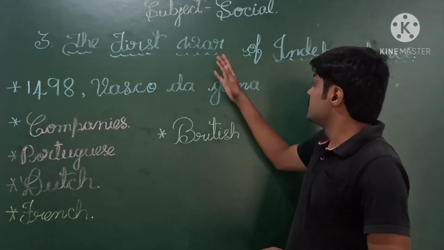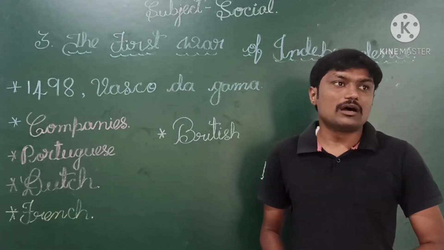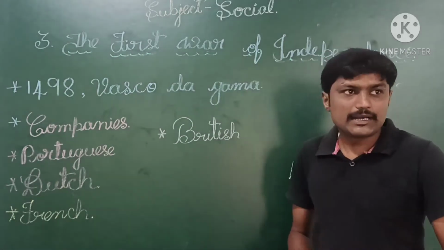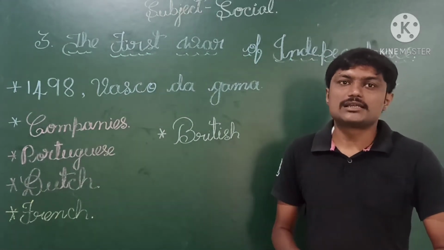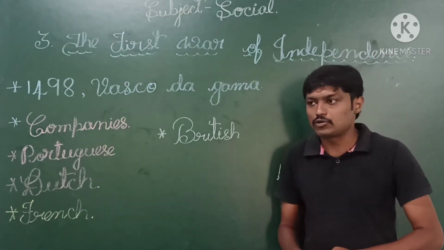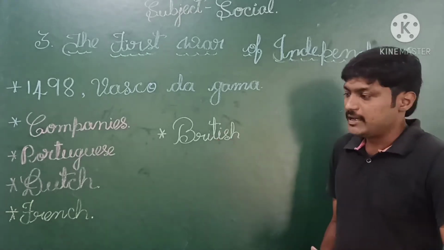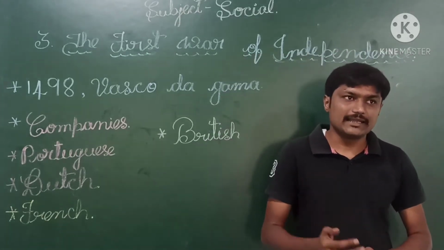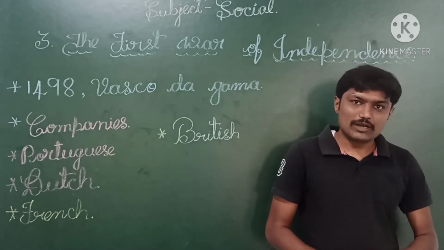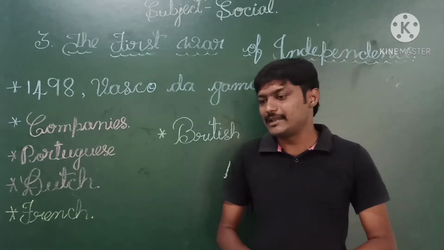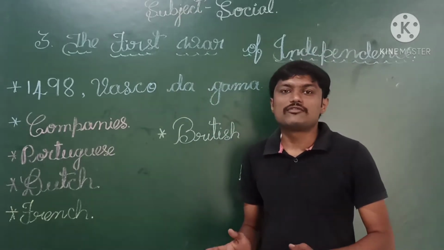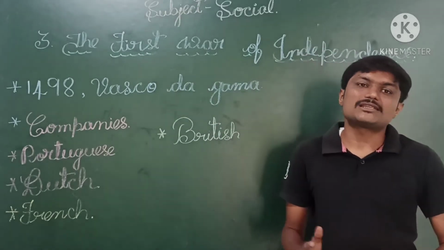See, this is the third lesson of fifth standard: the first war of Indian independence. In the last class itself, we discussed the freedom struggle. And I told you before that India was ruled under British rule for 300 years. Before 300 years, what was the situation of India? What was the administration of India?